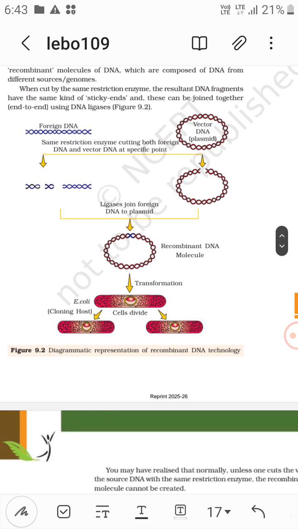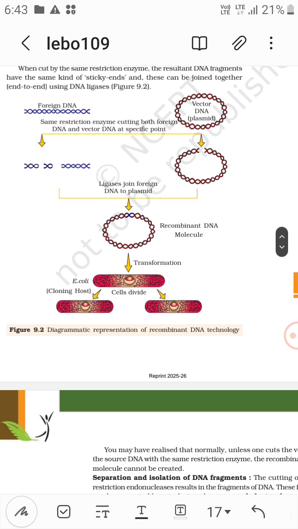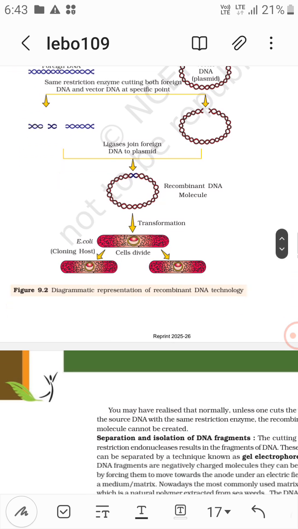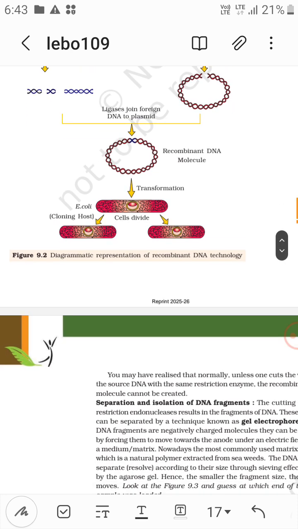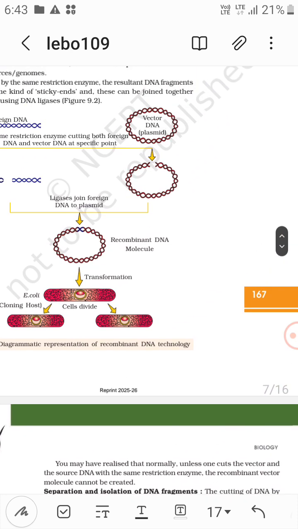Then there is a transformation. Then the cells divide, and that is the cloning host, that is E. coli, and then formation of the progeny, and we get multiple copies of the desired gene. This is also a diagrammatic representation of the recombinant DNA technology.